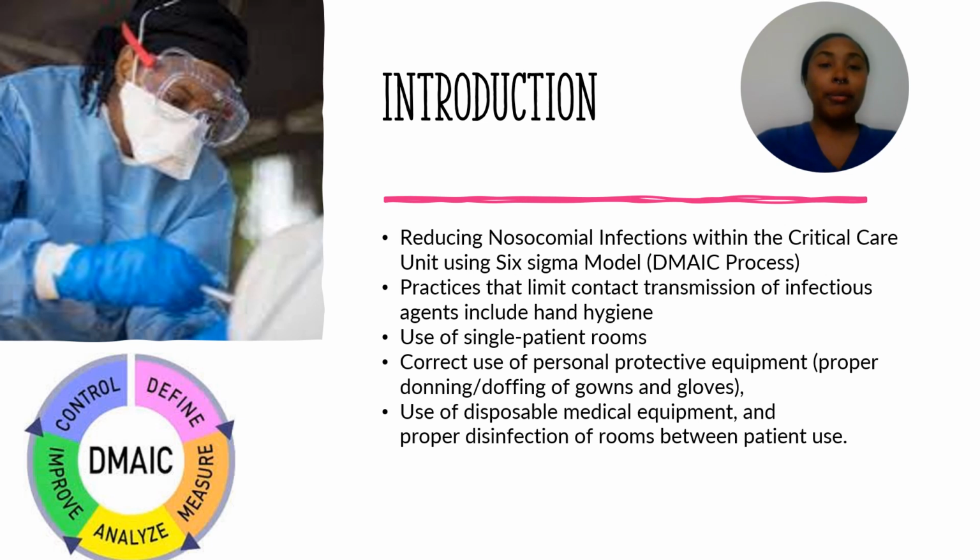To reduce nosocomial infections within the critical care unit, implementing practices such as proper hand hygiene protocols, ensuring the use of single patient rooms, and correct procedures for personal protective equipment such as gowns, masks, and gloves will help to reduce spreading infections. Using disposable medical equipment and thorough disinfection of rooms between patients are essential measures to limit contact transmission of infectious agents. Next, we have Angie speaking.